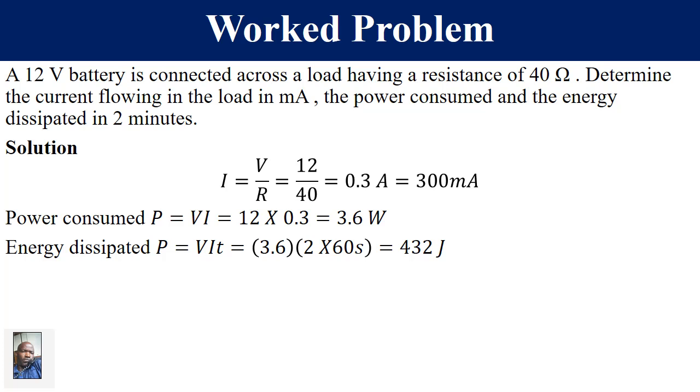Power is equal to VI. We've got a V of 12 volts and an I of 0.3. It gives you 3.6 watts. You always use the calculated value in this case.